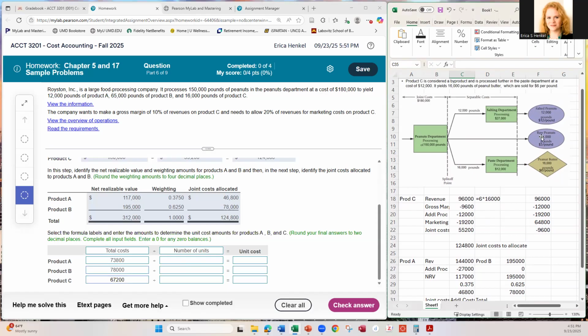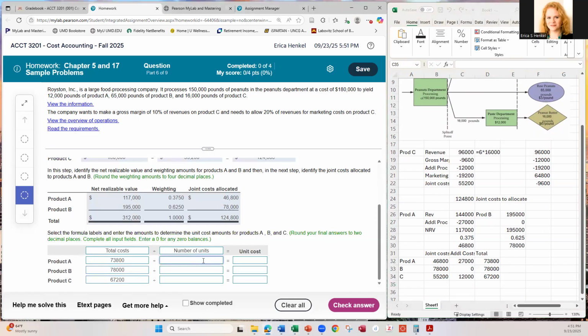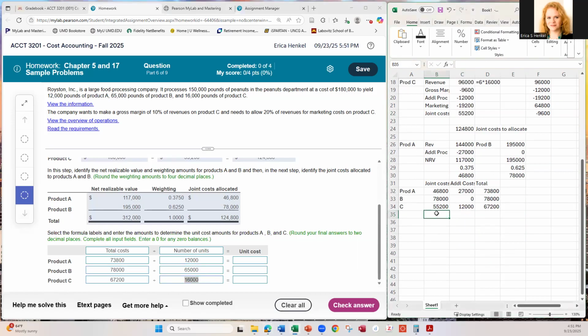All right, now for number of units, let's see. So we had 12,065 and 16. Okay. So I'm just going to take my total costs divided by my total units. There we go. $6.15, $1.20, and $4.20.